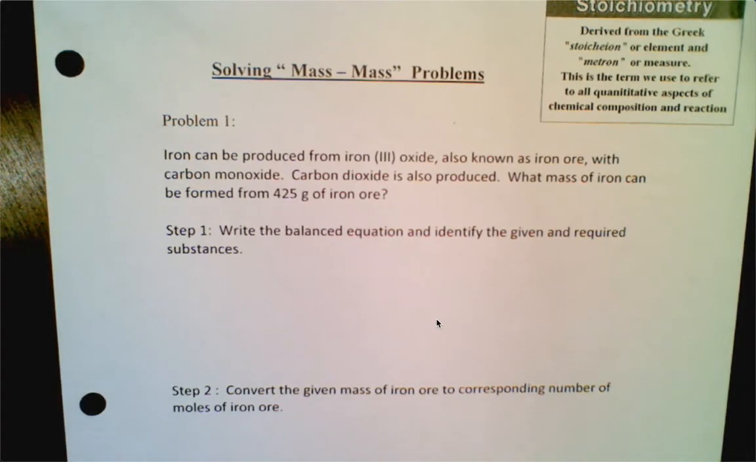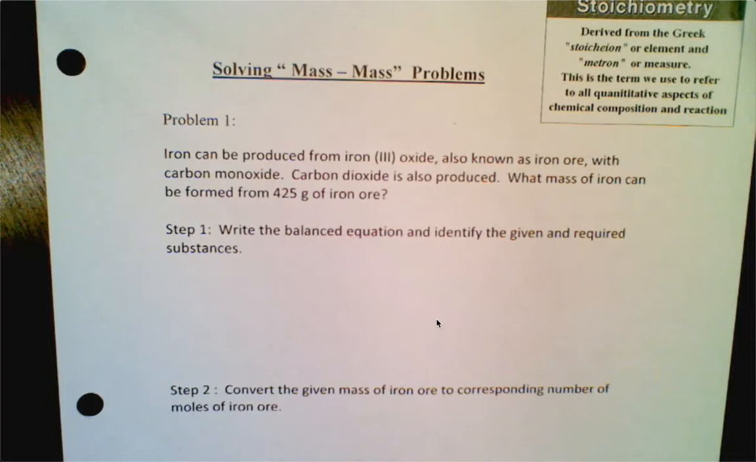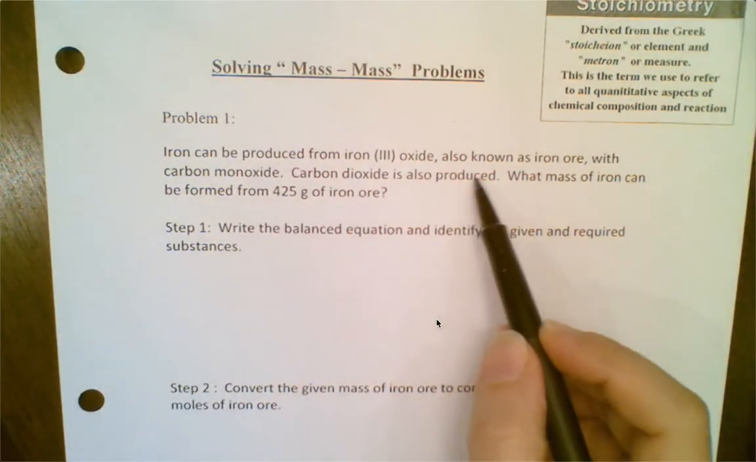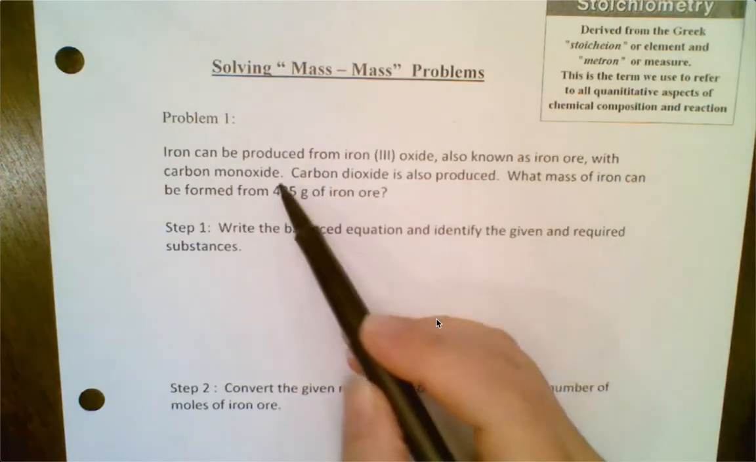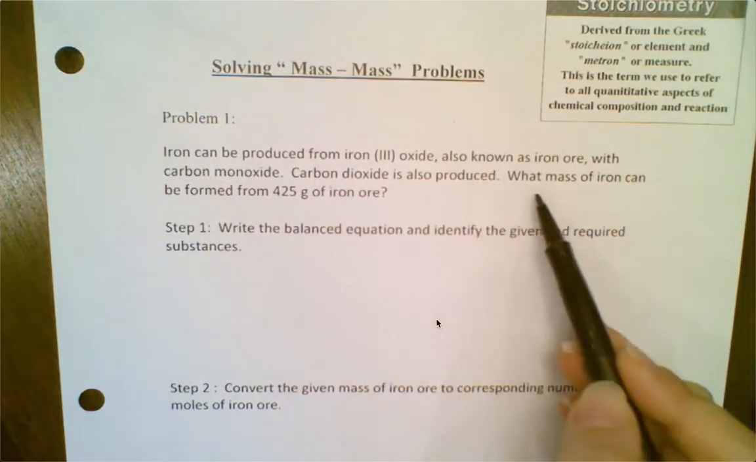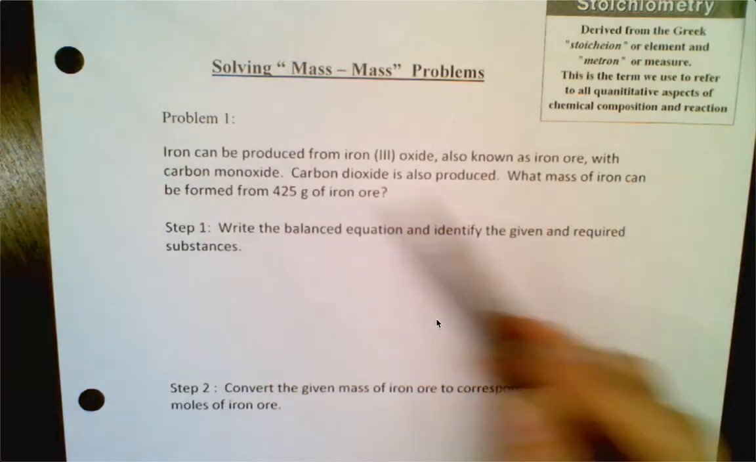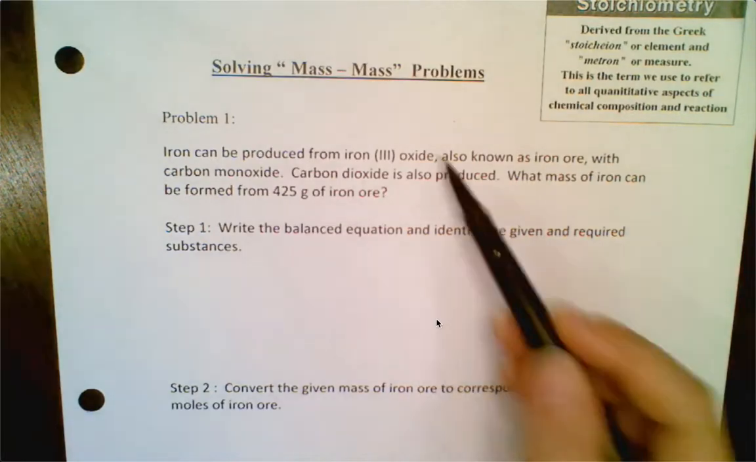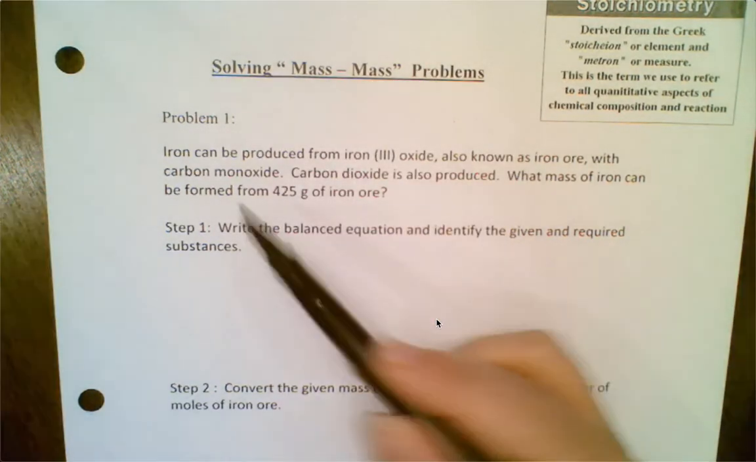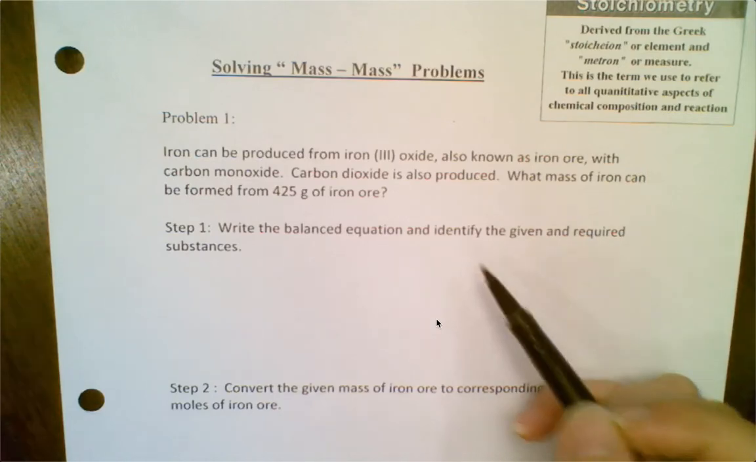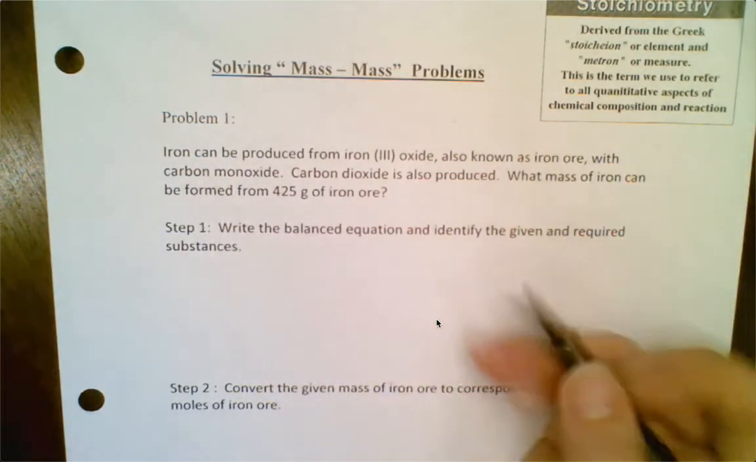So in this first scenario, what they're asking you to do is to produce iron from iron 3 oxide, also known as iron ore, with carbon monoxide. Carbon dioxide is also produced. They ask you what mass of iron can be formed from 425 grams of iron ore. Seems a little bit wordy at first, but if we can break it down into reactants and products, then we are good to go. So it's saying that iron can be produced.